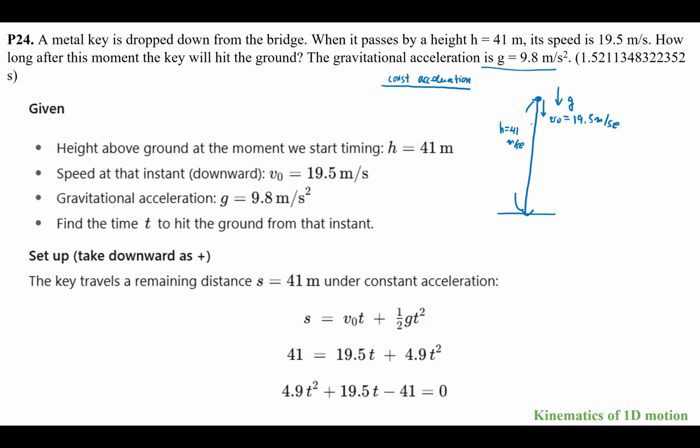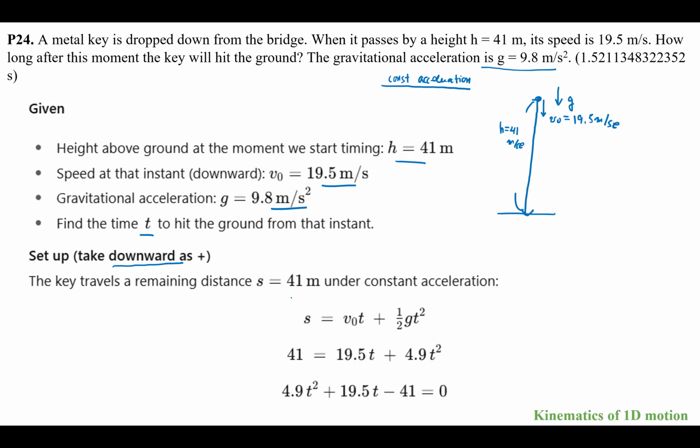So let's assume that this is the positive direction. We have h known, v0 is this one, and the gravitational acceleration is in the same direction. So everything is in this downward direction. We are going to take it as positive and find out the t to hit the ground from that instant. So downward is now the positive sign.